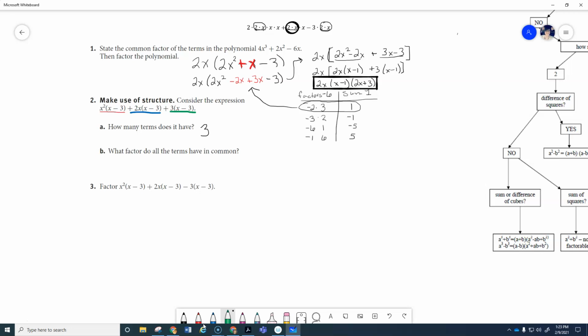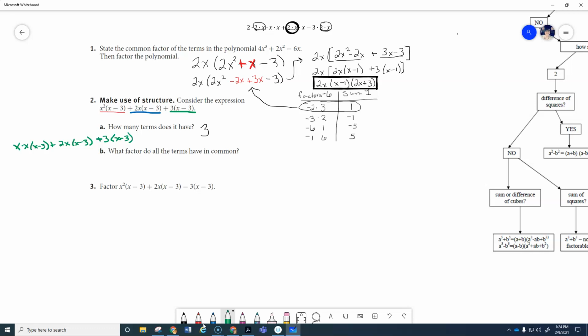And it says, what factor do all 3 terms have in common? So if you wrote this out just like we did the other one, this first term would have x times x, and then it would have x minus 3. This one would have 2x, and then x minus 3. And then this one would have 3 times x minus 3.